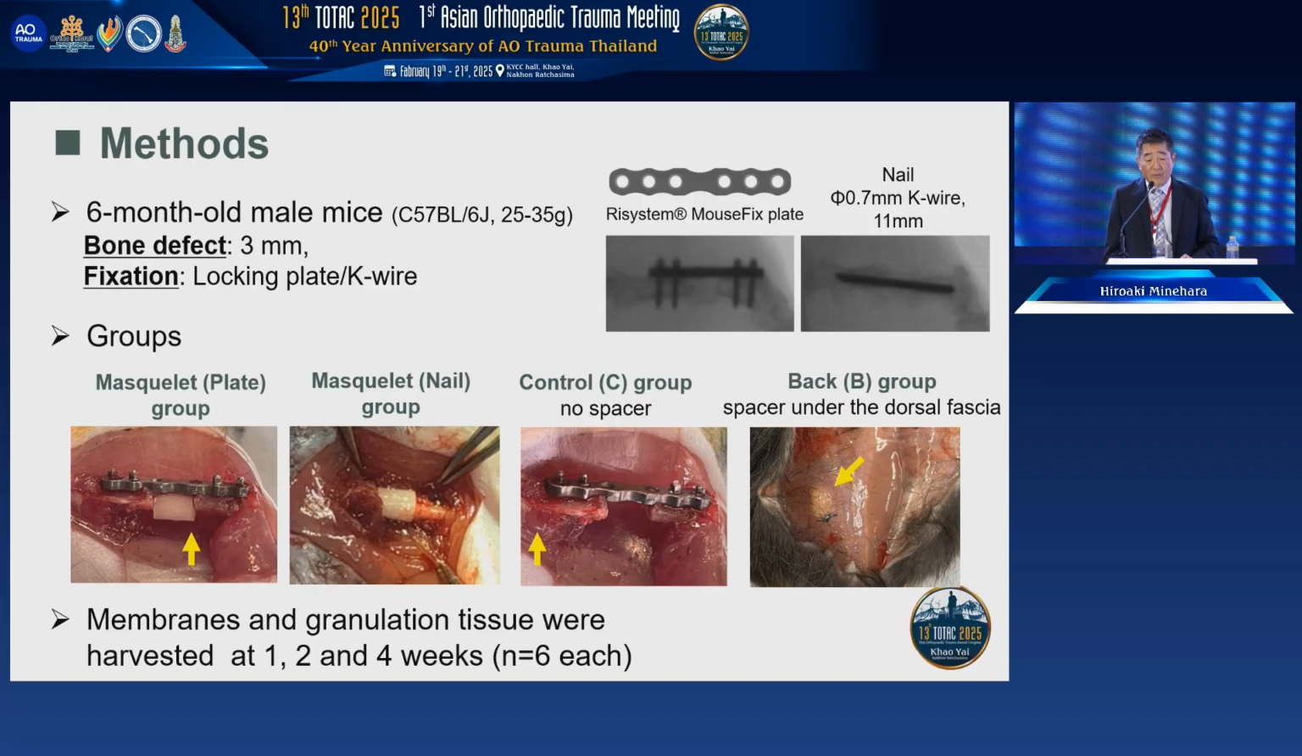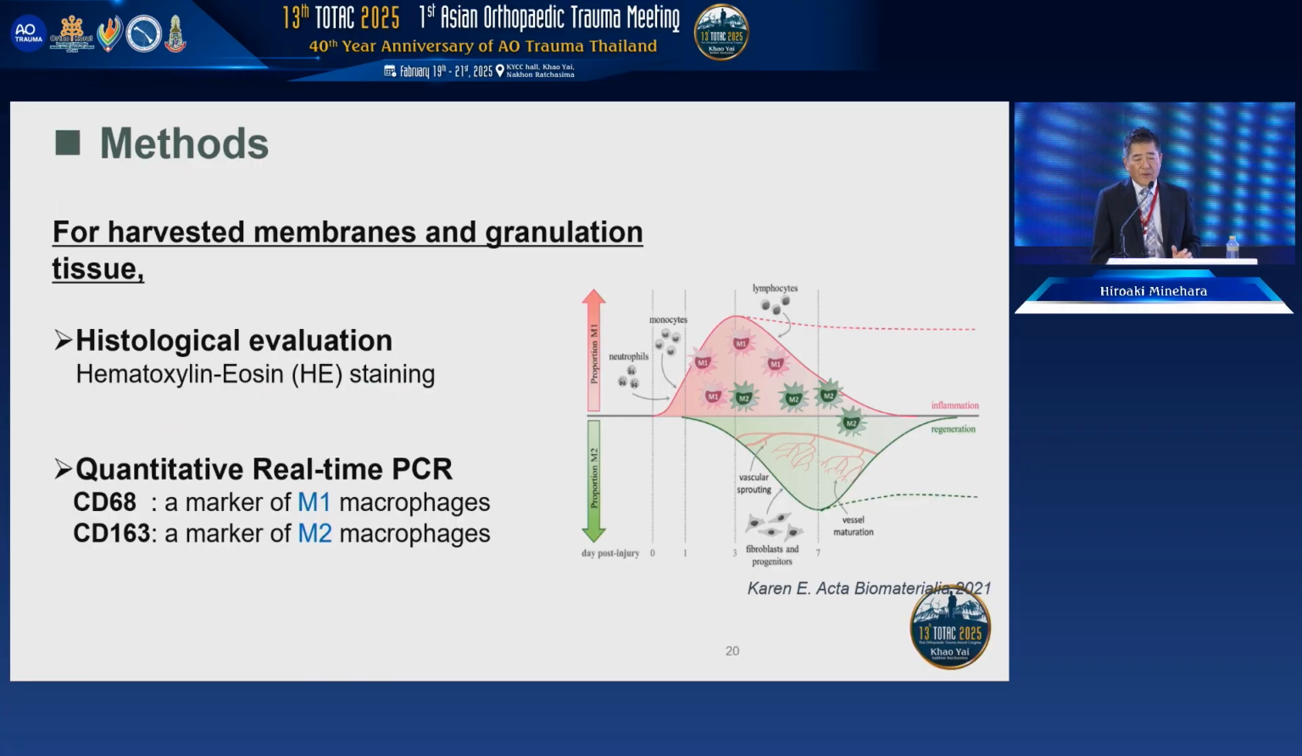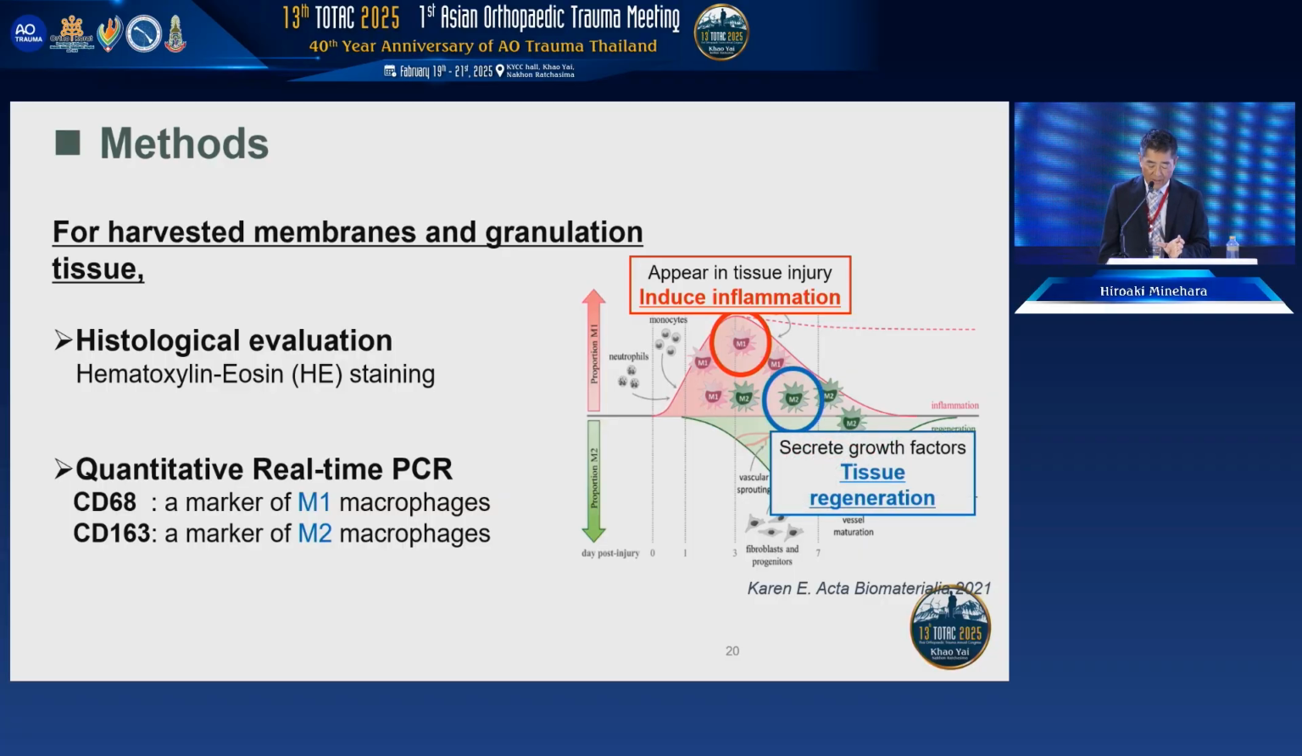And the membrane and the granulation tissue were harvested at 1, 2, and 4 weeks. We also did a histological evaluation, and we did a quantitative real-time PCR for markers of M1 and M2 macrophages. M1 macrophages appear in tissue injury and induce inflammation, and then M1 shifts to M2, and M2 secretes growth factors with the tissue regeneration.